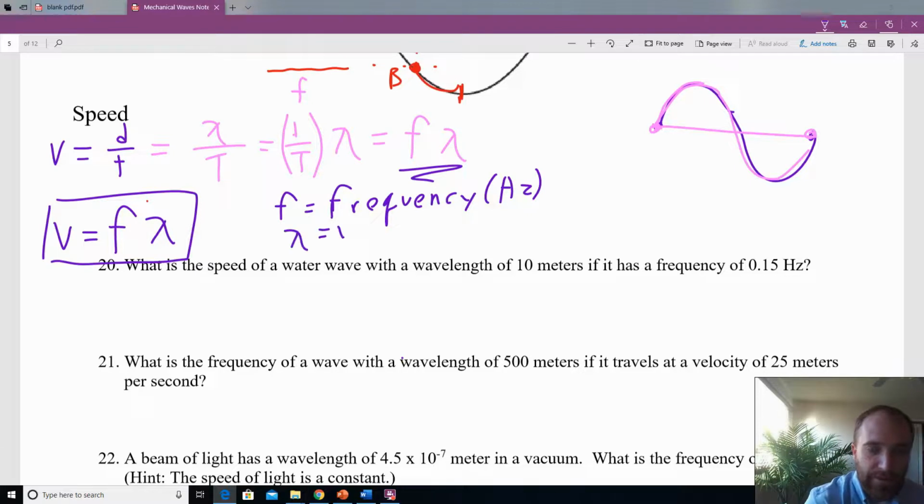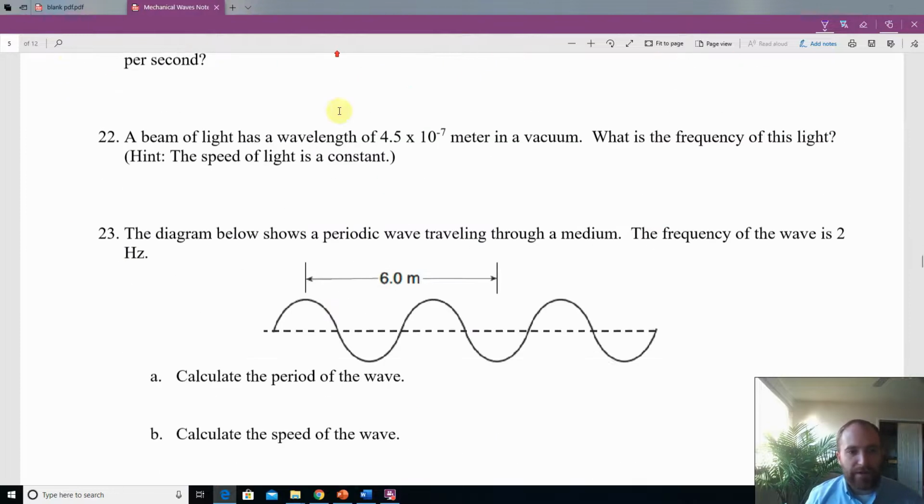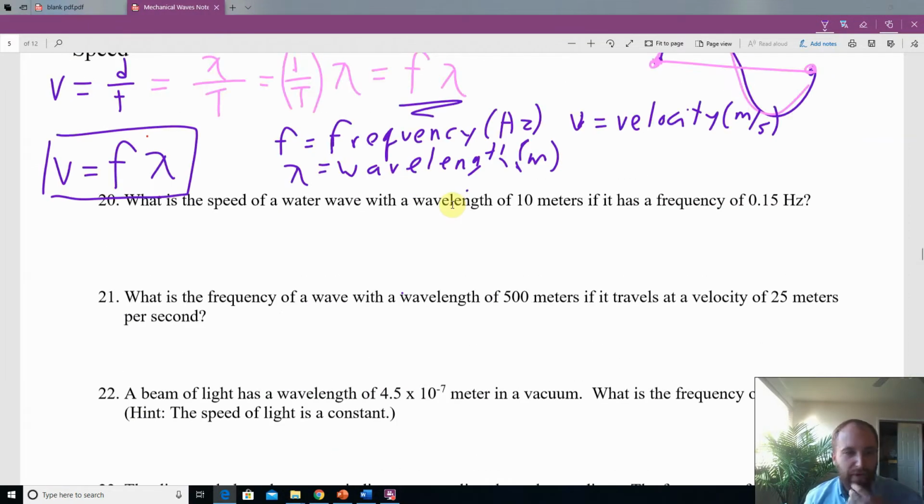Lambda stands for the wavelength, which we measure in meters. And then v stands for the velocity of the wave, which, just like all of our velocities this year, will be measured in meters per second. And this equation is kind of as simple as it looks. I'm going to do number 20. We'll do 20 together. I'll have you try the rest on this page, and then we'll move on.